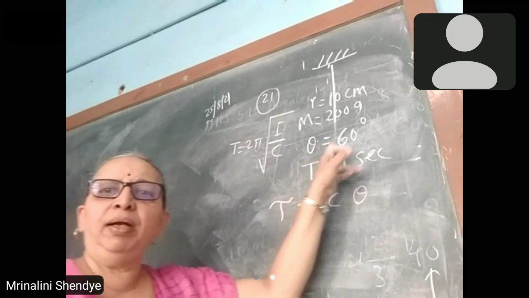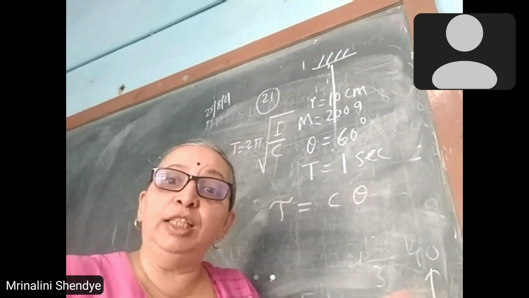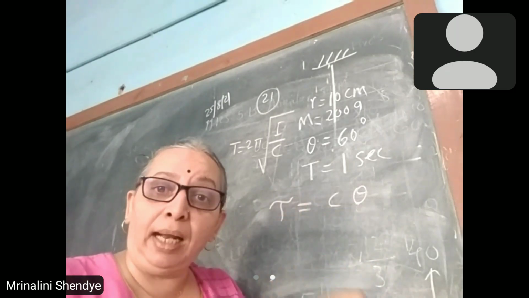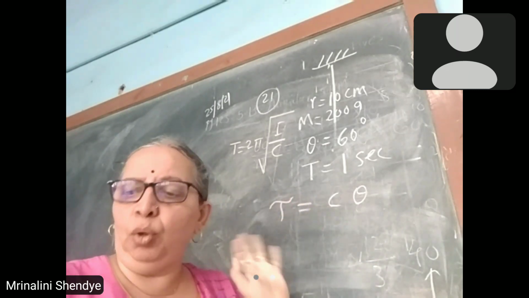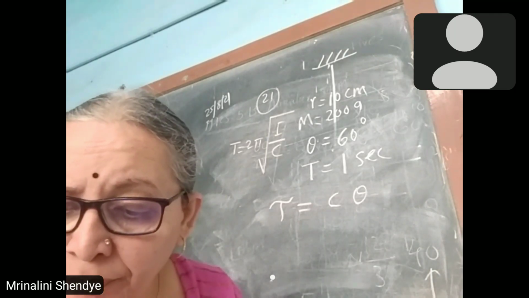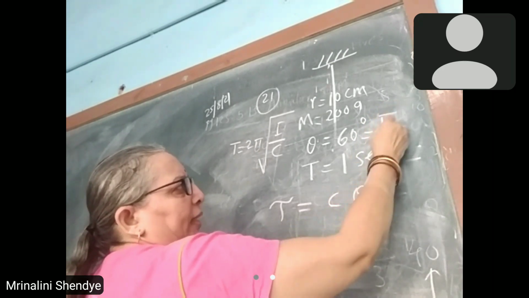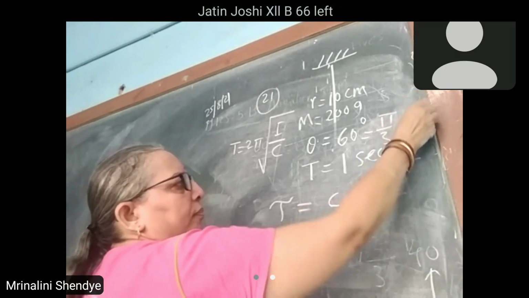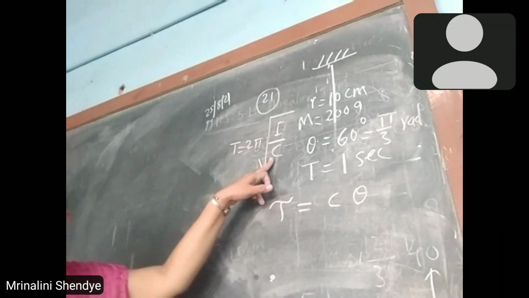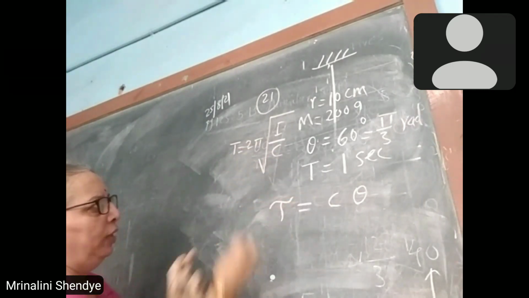थीटा इज गिवन इन डिग्रीज. सो यू हैव टू कन्वर्ट इट इन रेडियंस. रेडियंस में पहले कन्वर्ट करना पड़ेगा, उसके बाद ही हम लोग थीटा की वैल्यू यूज कर पाएंगे. सो व्हाट इज थीटा? 60 डिग्री मन से कितना रेडियंस आएगा, पाई बाय 3 रेडियंस आएगा. On using this, you have to rearrange for C. Squaring on both sides, you will get C.